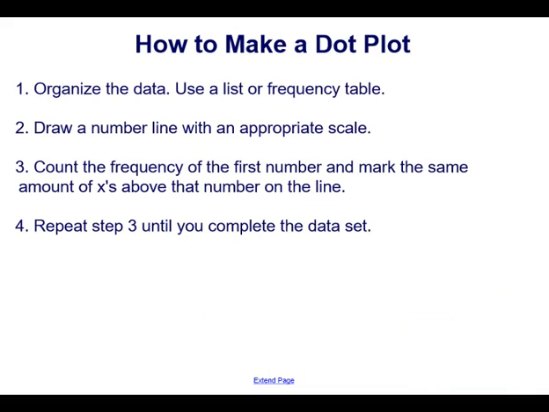So now how do we actually construct a dot plot? There are 4 steps. First, organize the data, and we can use a list or a frequency table to do that, since the X's in your dot plot are marking the frequency of a data number. Then 2, draw a number line with an appropriate scale coming from your frequency table or your list. 3 is count the frequency of the first number and mark the same amount of X's above that number on the line. And then 4, repeat step 3 until you complete the data set.